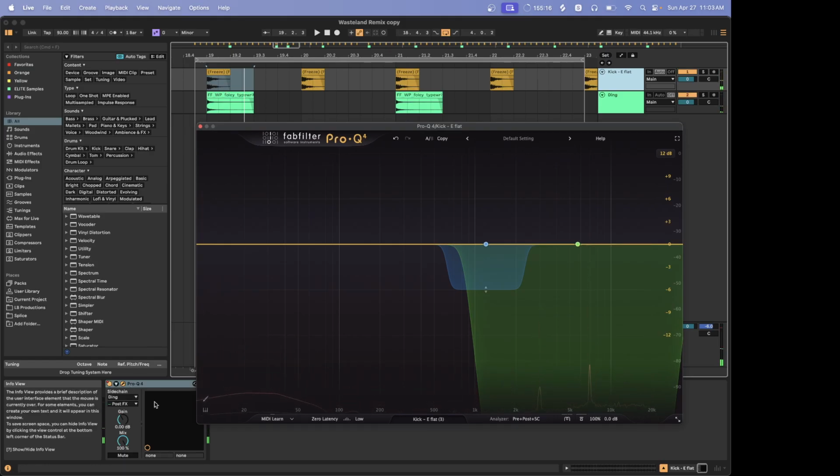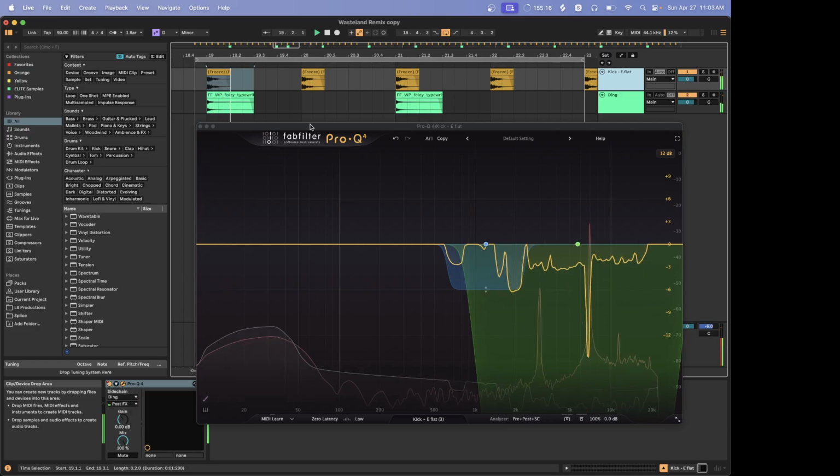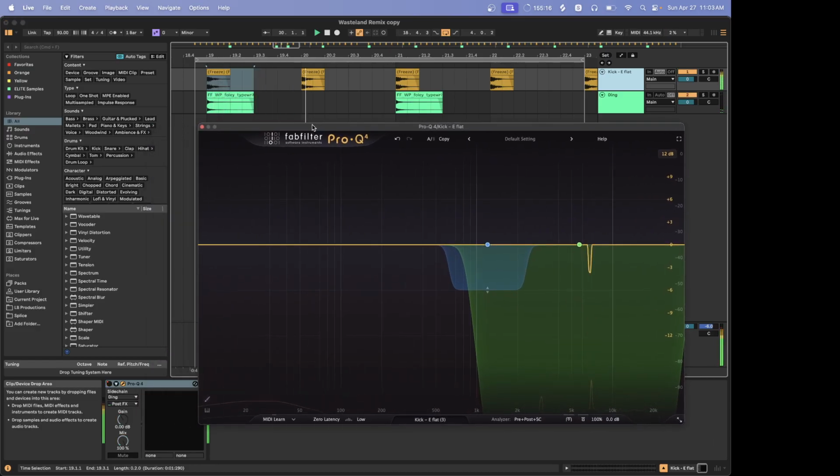Because it's only supposed to be reacting when there is a signal coming from the ding track. And on 20 and on 22, there is no signal coming from this ding track, but it's reacting as if there is. And I don't know what the problem is.